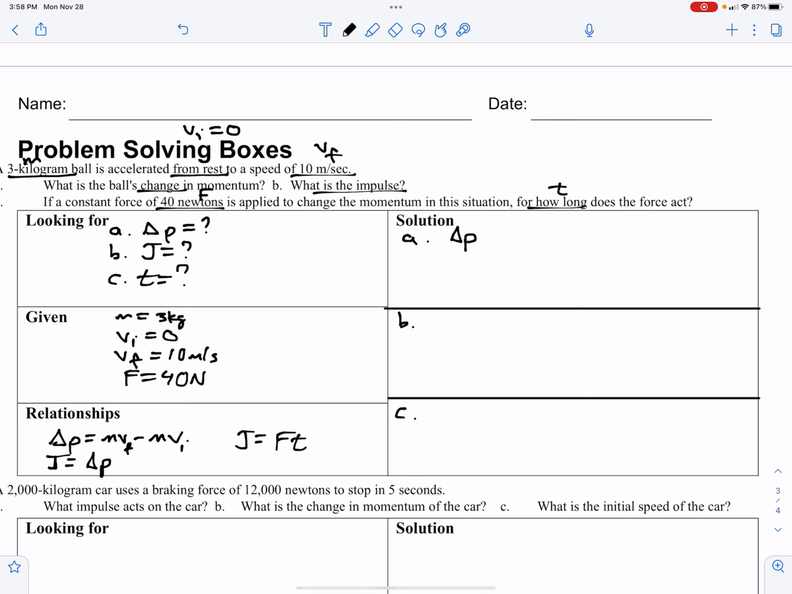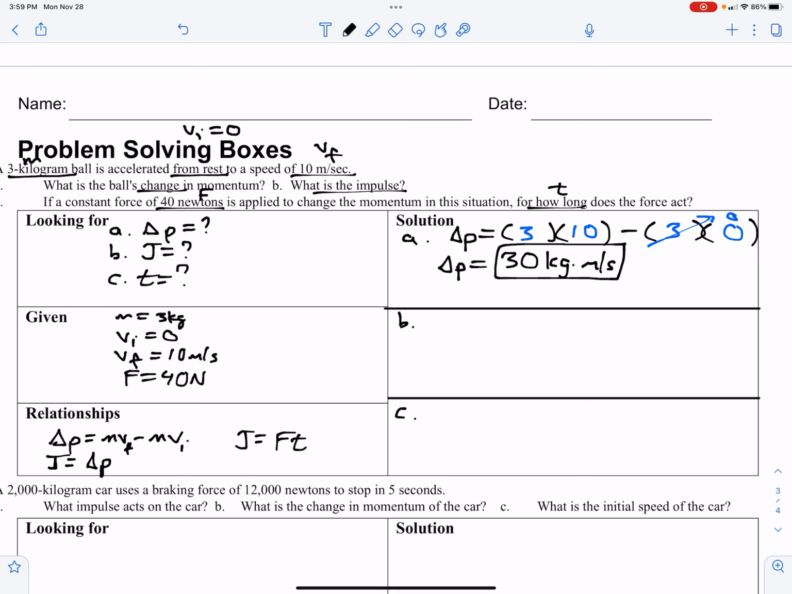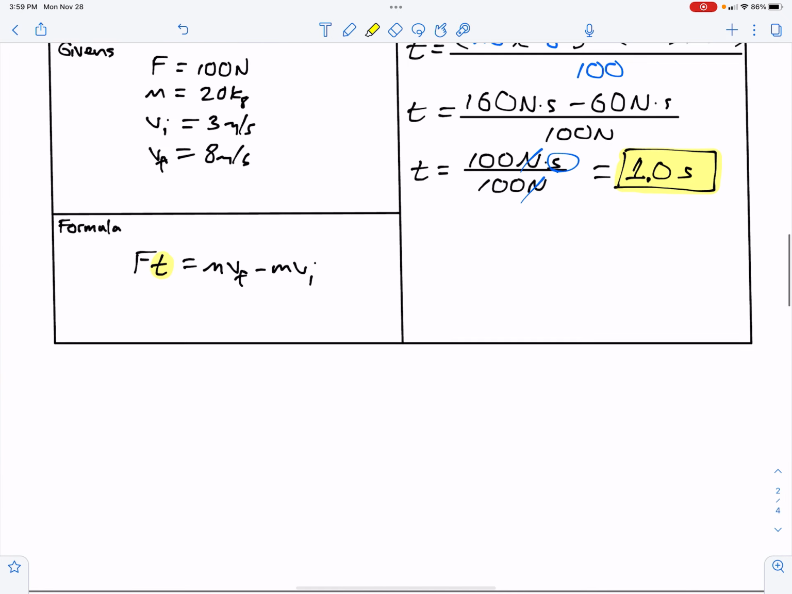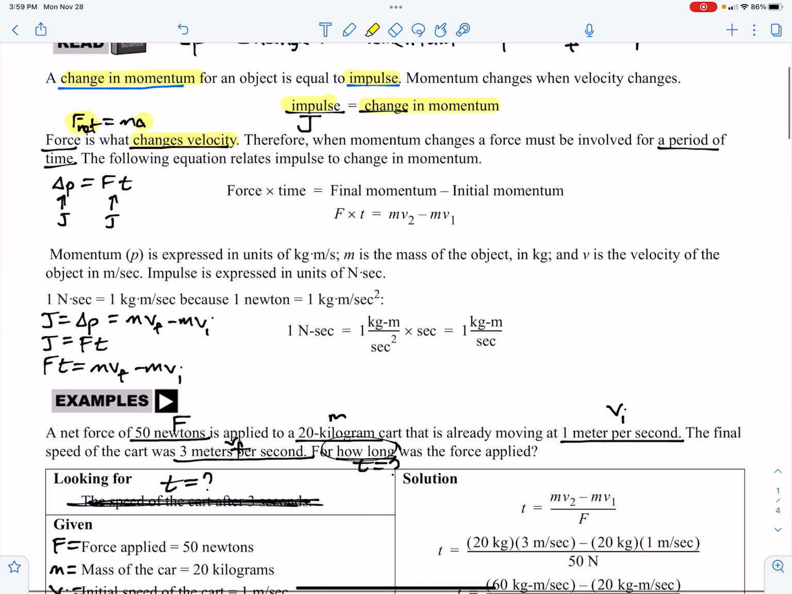Part A, we're looking for delta P, so that's going to be mv final minus mv initial. M is going to be 3 kilograms times 10 meters per second minus 3 kilograms times 0, which of course would be 0. And that gives us 30 kilogram meters per second. Do keep in mind, you could write it 2 different ways, or 30 Newton seconds. Something I didn't stress earlier, but I want to point out, if you go back up to the concepts right here, the unit for impulse is either a Newton second or a kilogram meter per second. They mean exactly the same thing.